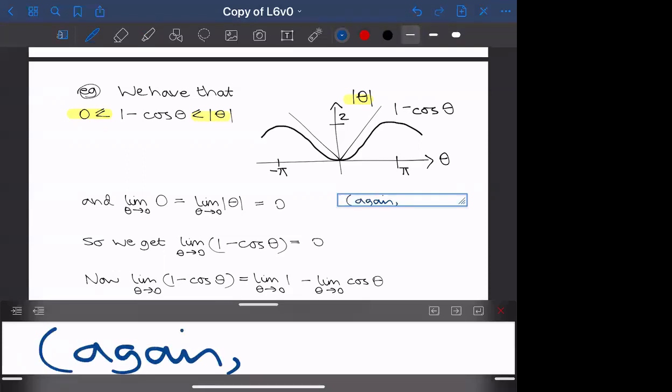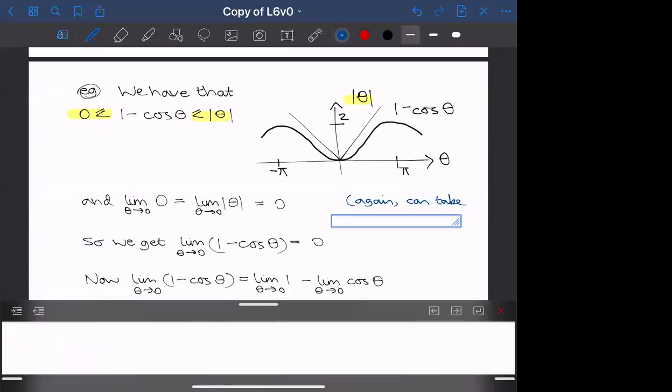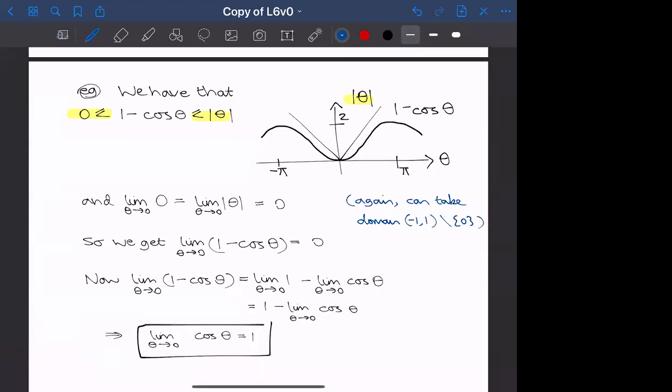So again, we can take the domain -1 to 1 with 0 removed. And so we get that the limit of 1 minus cos theta is 0.